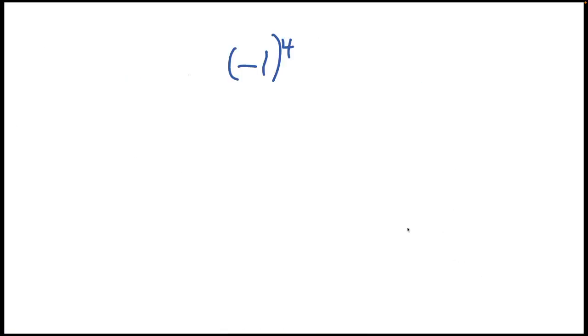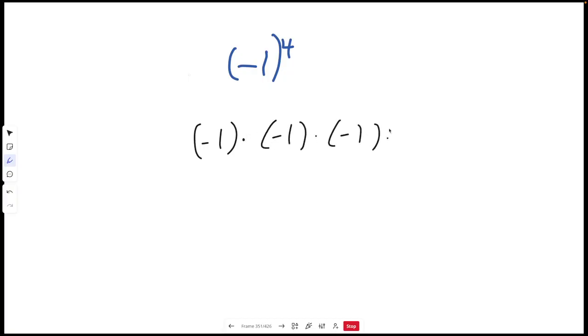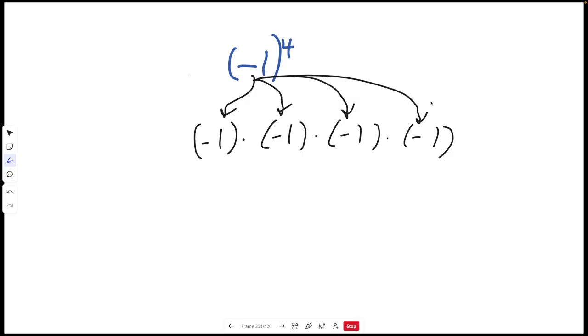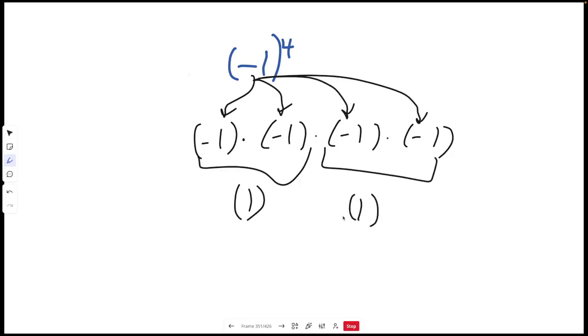All right, now let's take a look at what happens with parentheses. When there are parentheses, it could be positive, it could be negative, it depends. So this is negative 1 times negative 1 times negative 1 times negative 1. And you'll see here, every number gets the negative symbol. Now you have to multiply these out. Negative 1 times negative 1 is positive 1. And this negative 1 times negative 1 is also positive 1. So now you're doing positive 1 times positive 1. This is a positive 1 answer.